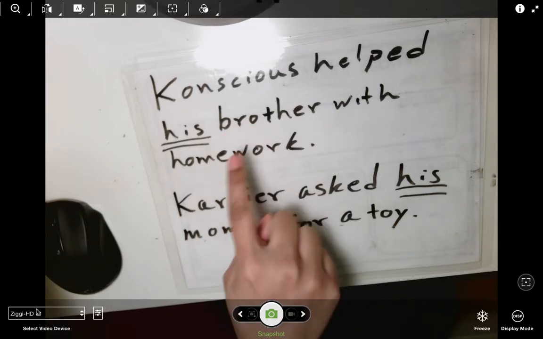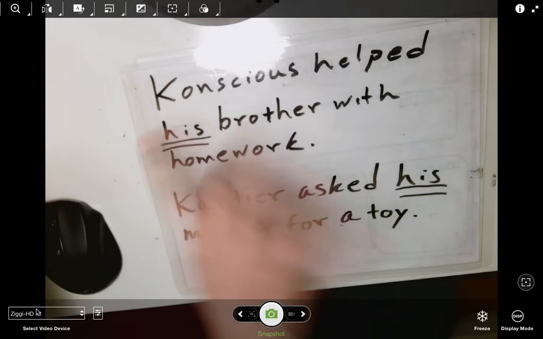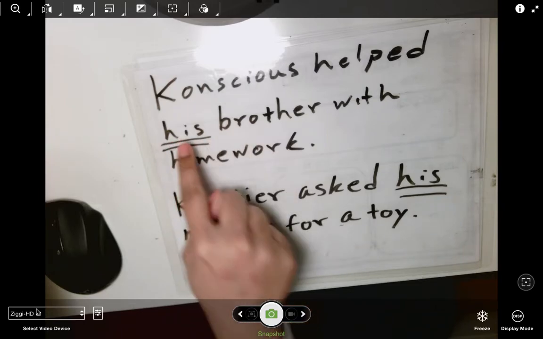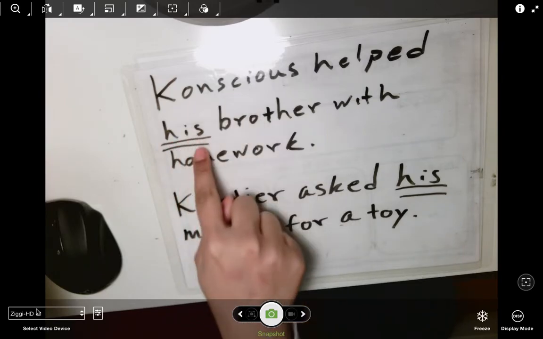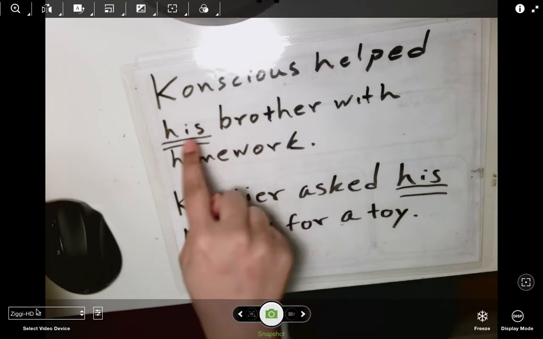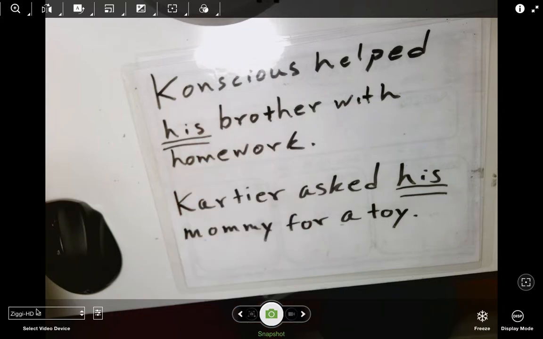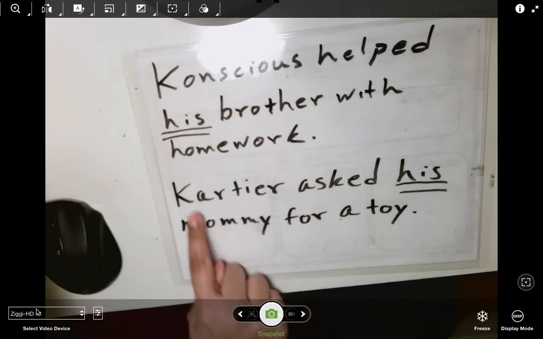His brother. So notice that it's not just any brother. It's his brother. It's showing possession, right? So instead of saying Conscious's brother again, we just use the words his brother. Whose brother? Conscious's brother.